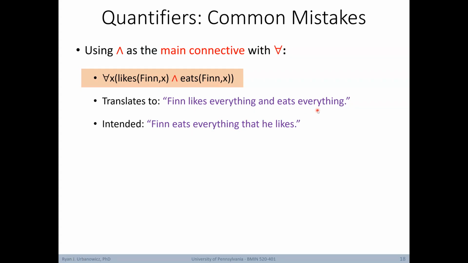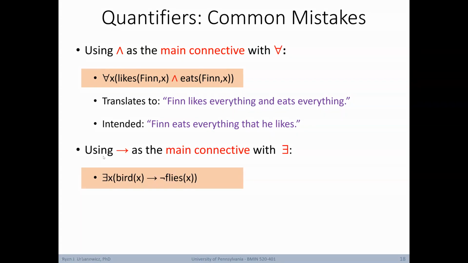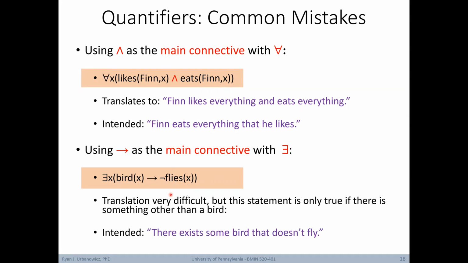into predicate logic. Another common mistake is using the implication as the main connective with the existential quantifier. Here's an example. If there is some bird X, then X does not fly. Translating this expression into natural language can actually be very difficult, but this statement is basically only true if there is something other than a bird. What we intended to say was there exists some bird that doesn't fly.